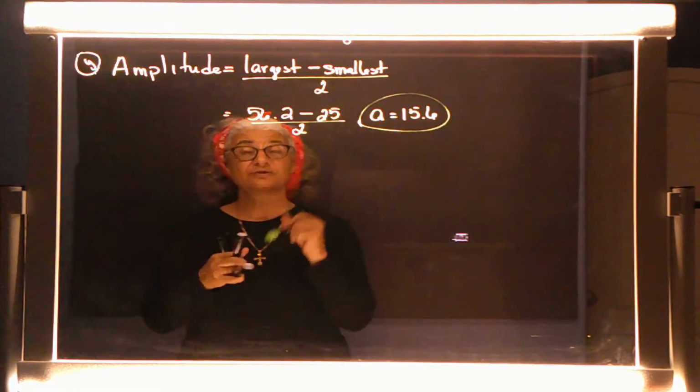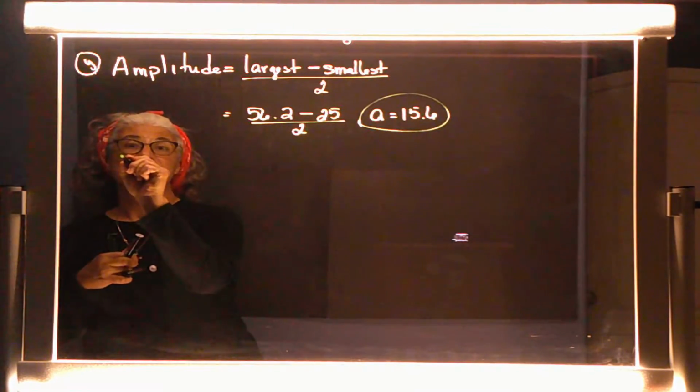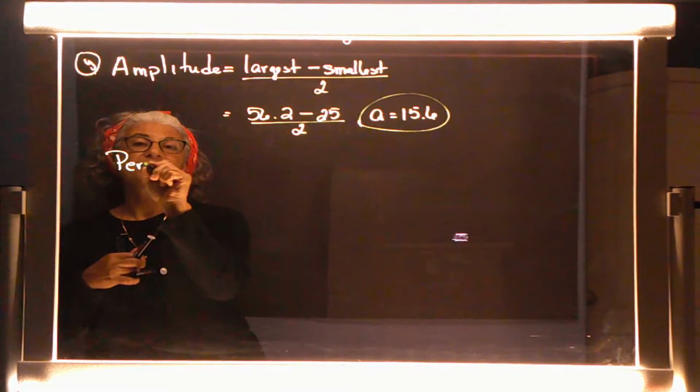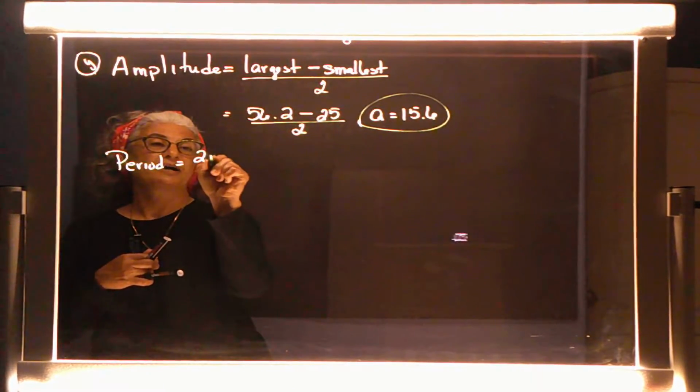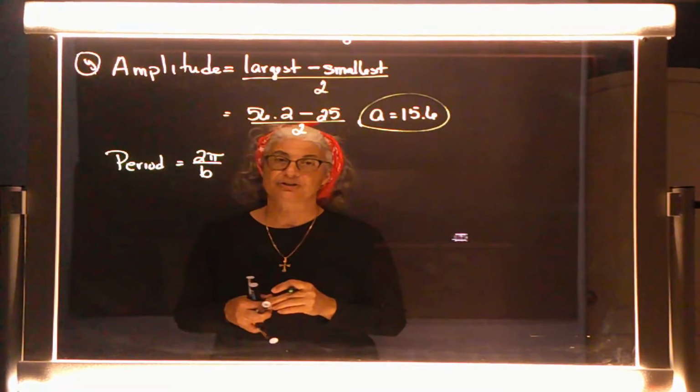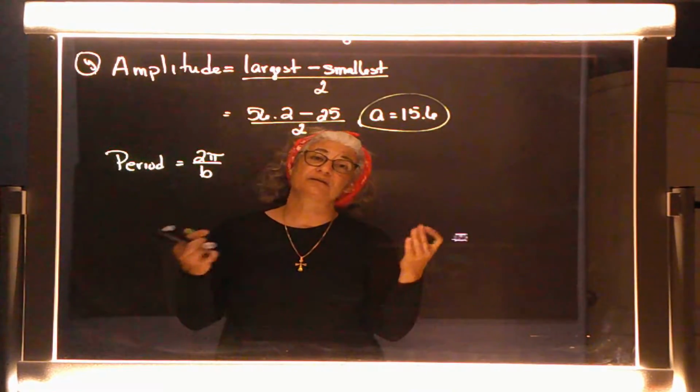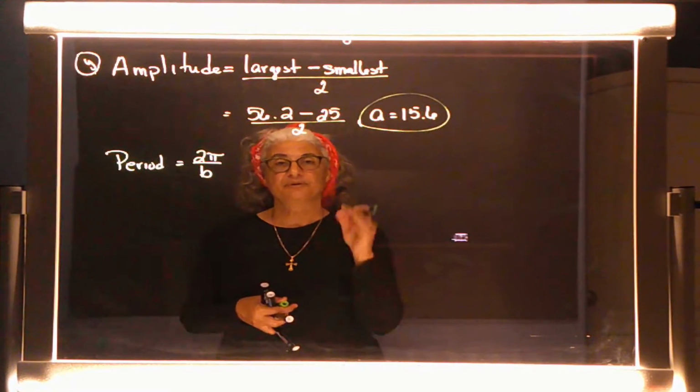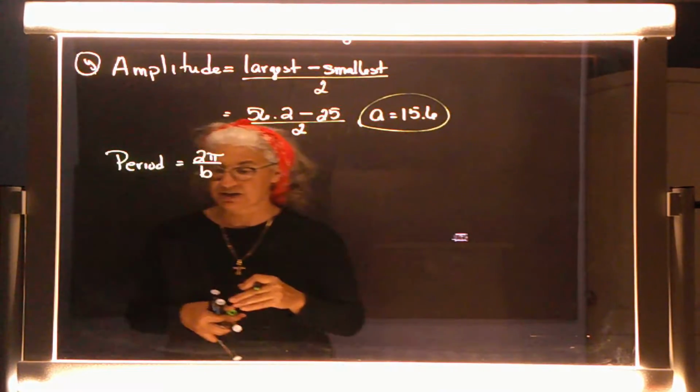Okay, so next on the list is the period, isn't it? And the period is supposed to be 2 pi divided by b. Well, let's take a look. They didn't give me the b. Clearly they didn't give me the b. But the question is, did they give me the period?